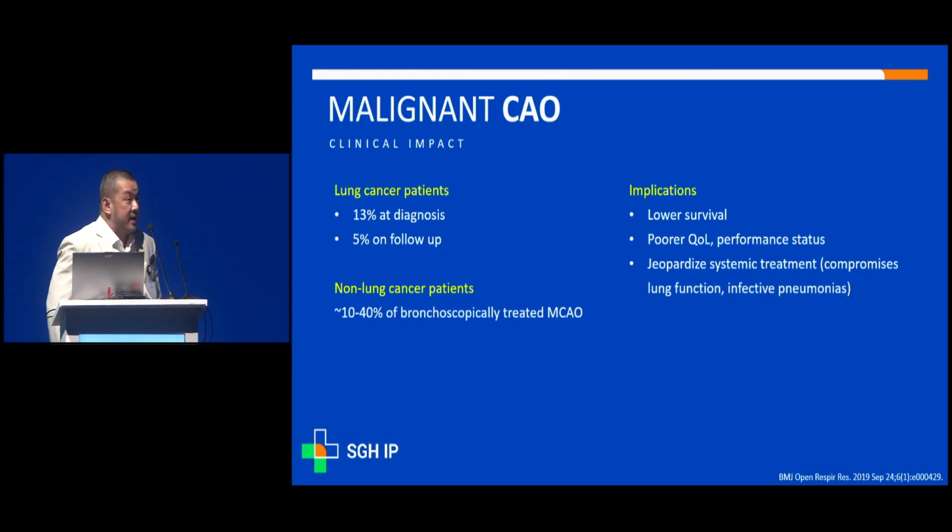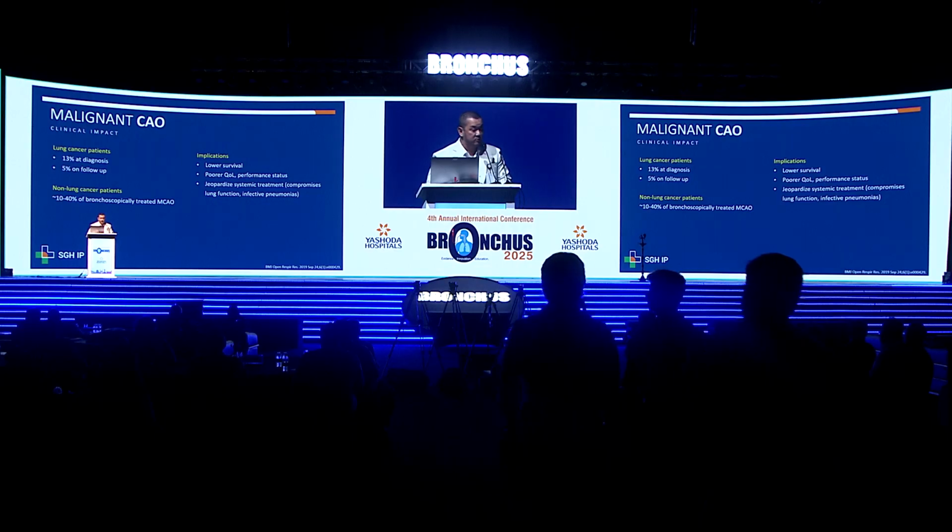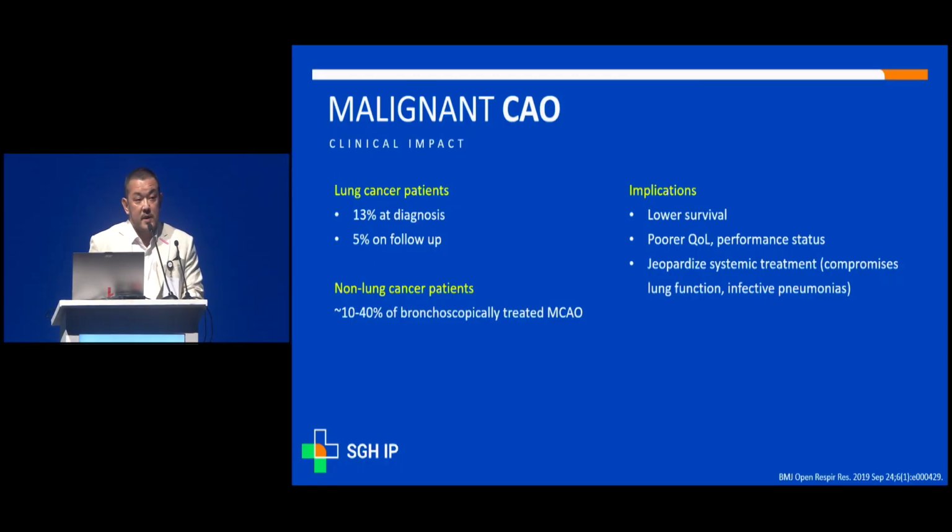So what's the clinical impact of malignant CAO? Previously it was thought that about 30% of lung cancer patients present with some form of malignant CAO, but we know from more recent data that this is only about 13% at diagnosis. On follow-up, about 5% of them will develop signs and symptoms of malignant CAO. And what are the implications of malignant CAO? Patients have lower survival, poorer quality of life and performance status, and also very importantly, it may jeopardize the potential for the patient to undergo systemic treatment by compromising lung function or making them prone to infections.